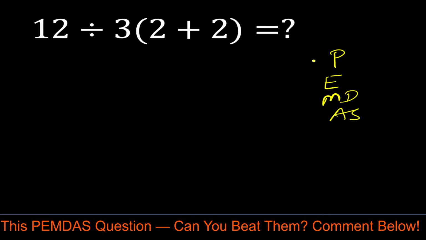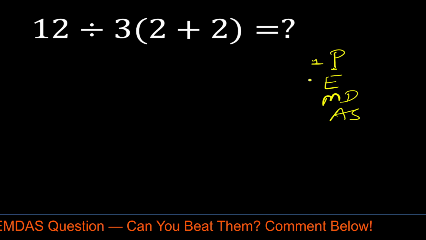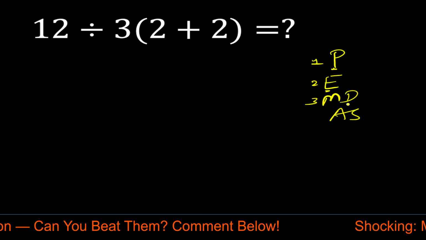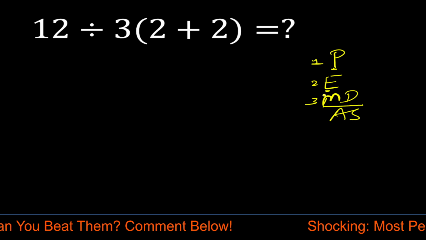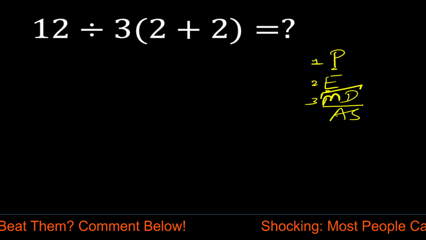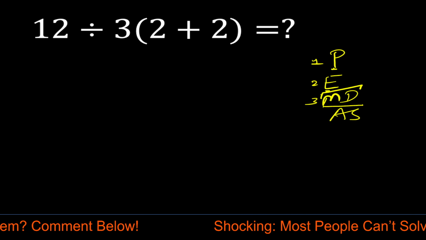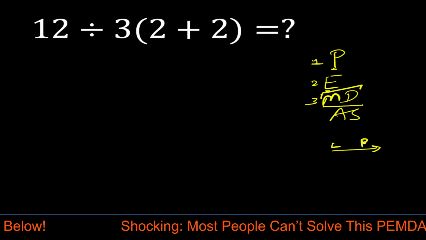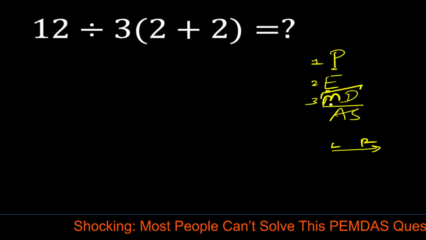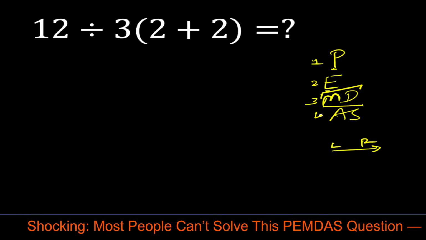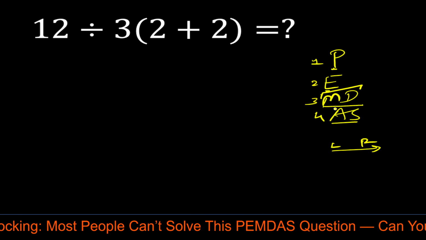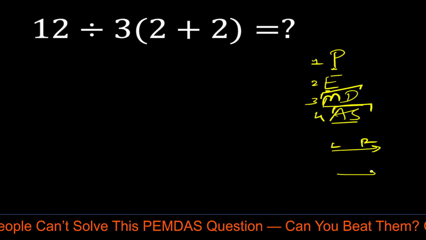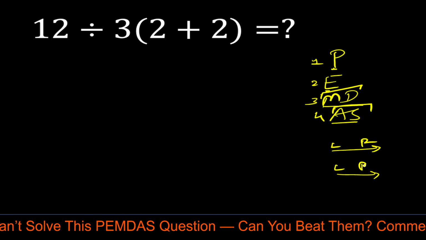According to the PEMDAS rule, first priority is parenthesis, then second priority is exponents, then third priority is multiplication and division. Here multiplication and division both have equal priority, so we have to solve it from left to right. And fourth and last priority is addition and subtraction. Also addition and subtraction both have equal priority, so we have to solve it from left to right.